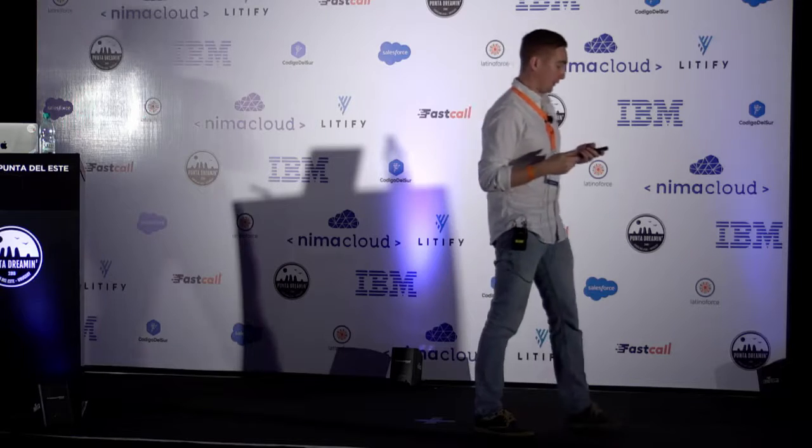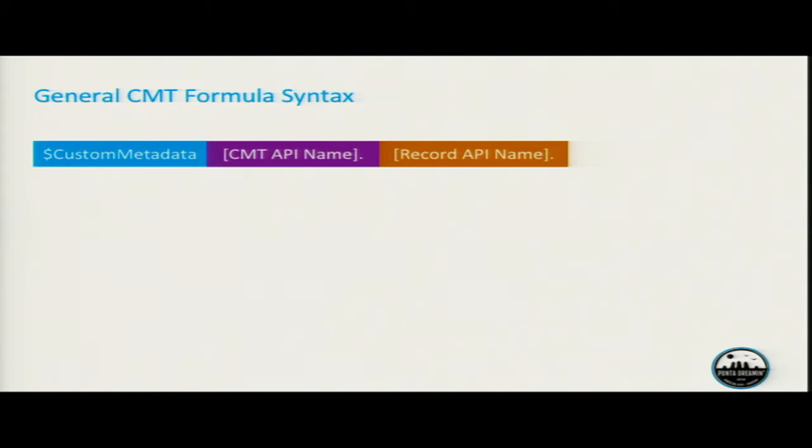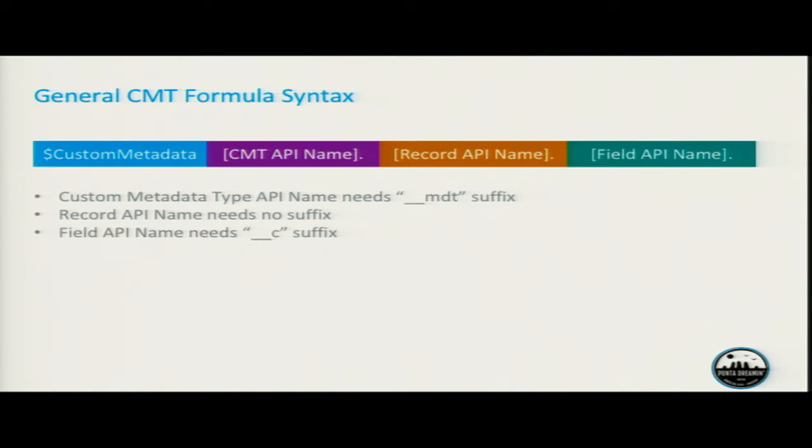Great. So with that, the general syntax for using it in validation rules is custom metadata type API name, record API name, field API name. So we all probably know that it has an __mdt suffix. Record API name needs no suffix. Field API name needs a __c suffix. And sorry, switching too fast.